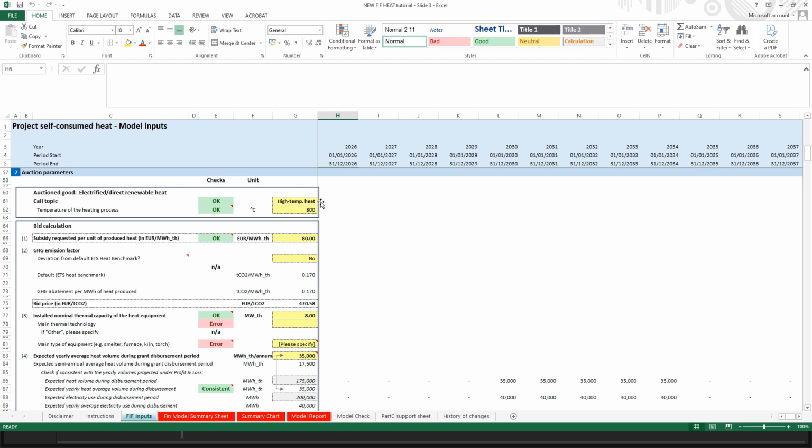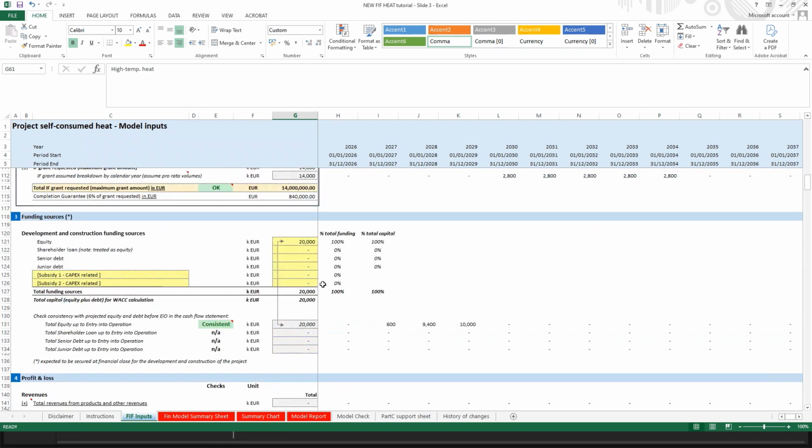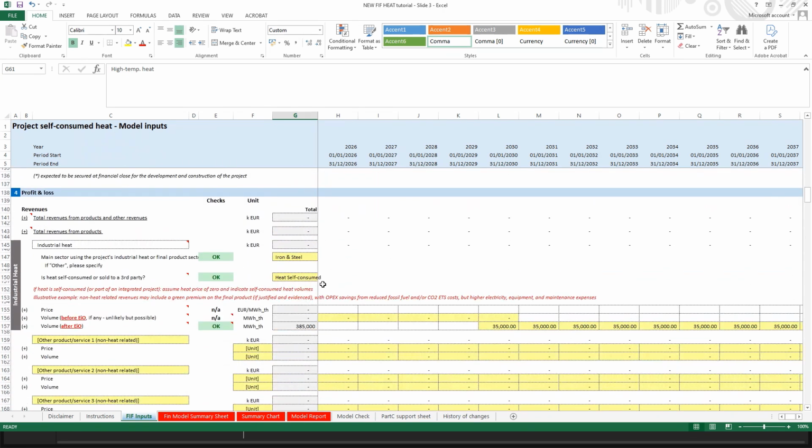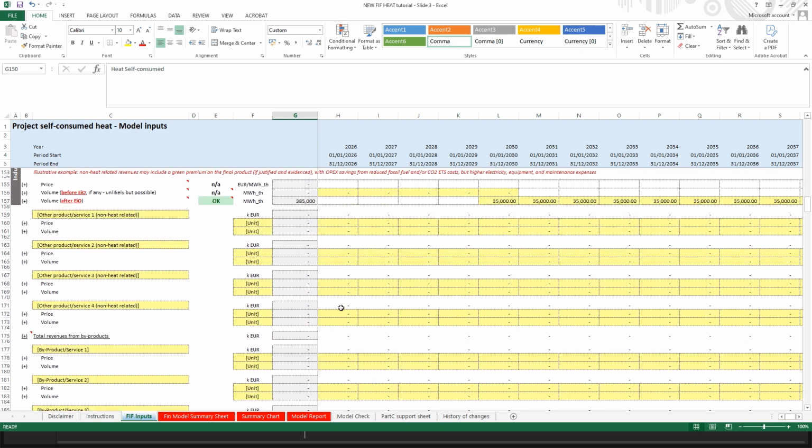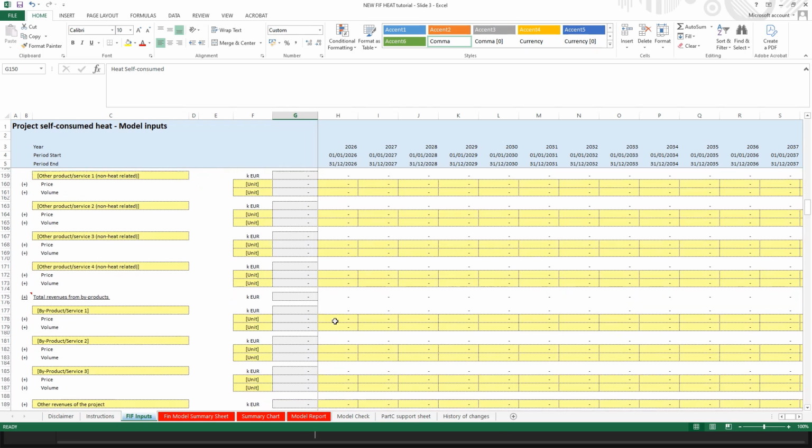In the auction parameters section, the high-temperature heat topic is selected, assuming an industrial process heat of 800 degrees Celsius. In the profit and loss statement, heat self-consumed is selected in the drop-down menu. Heat volumes reserved for self-consumption are entered and heat prices are set to 0. No revenues are entered, consistent with the assumption made that the end products are not sold at a premium.